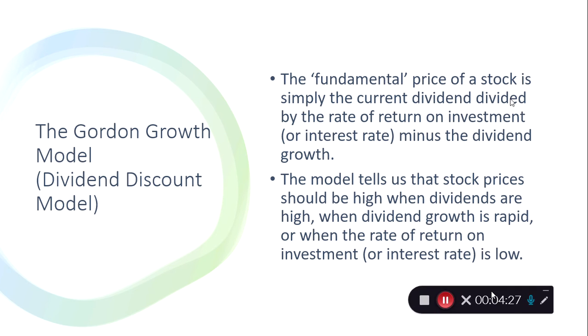So what does it imply? The Gordon growth model implies that the fundamental price of the stock is simply the current dividend divided by the rate of return on investment minus the dividend growth. The model tells us that the stock price should be high when dividends are high, when dividend growth is rapid, or when the rate of return on investment or interest rate is low.